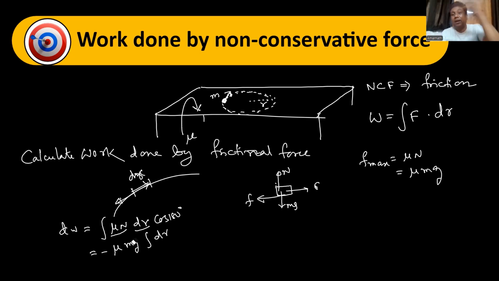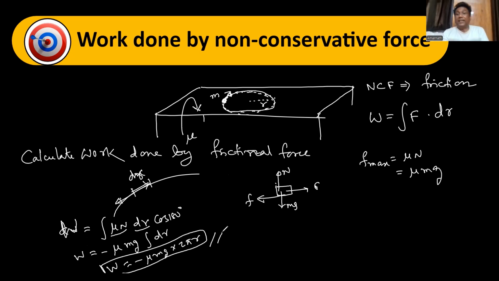So the magnitude of displacement. Now I have to integrate it. The integration of the magnitude of displacement will be nothing but the total distance only. It is not displacement. Okay. Integration of the magnitude of displacement is always distance, not displacement. So it is equal to minus mu mg times the total distance. So it will be 2 pi r. So this is the answer actually. If you integrate it, you are going to get the total work done only. So it means here the answer is not 0. That is very important.